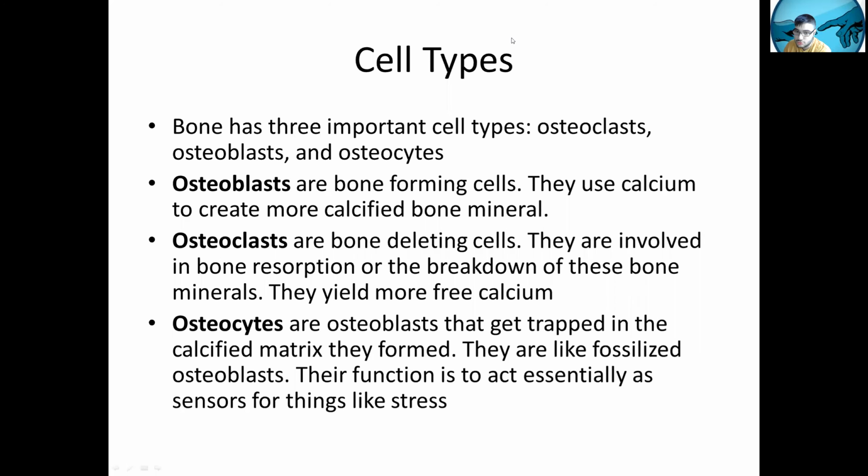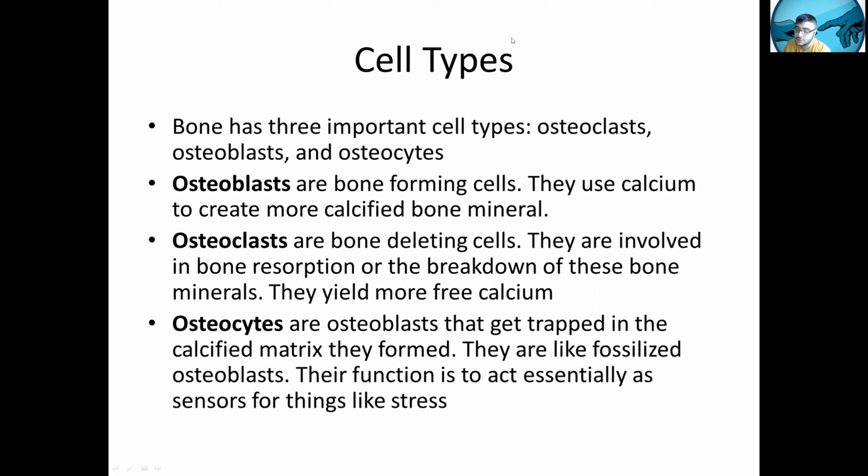And in opposition to osteoblasts, osteoclasts are bone deleting cells. They're involved in bone resorption, or the breakdown of these bone minerals. They yield more free calcium, and essentially it's just breaking down bone to get more calcium into the system.